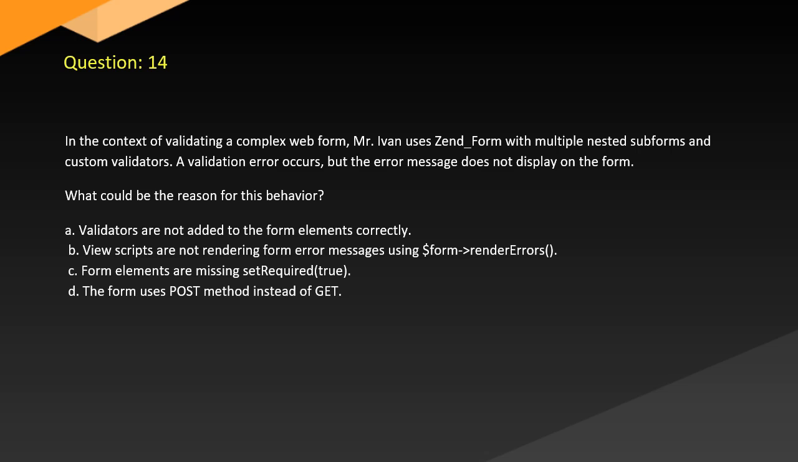Question 14. In the context of validating a complex web form, Ivan uses Zend Form with multiple nested subforms and custom validators. A validation error occurs, but the error message does not display on the form. What could be the reason for this behavior? A. Validators are not added to the form elements correctly. B. View scripts are not rendering form error messages using form renderers. C. Form elements are missing setRequired(true). D. The form uses the POST method instead of GET.